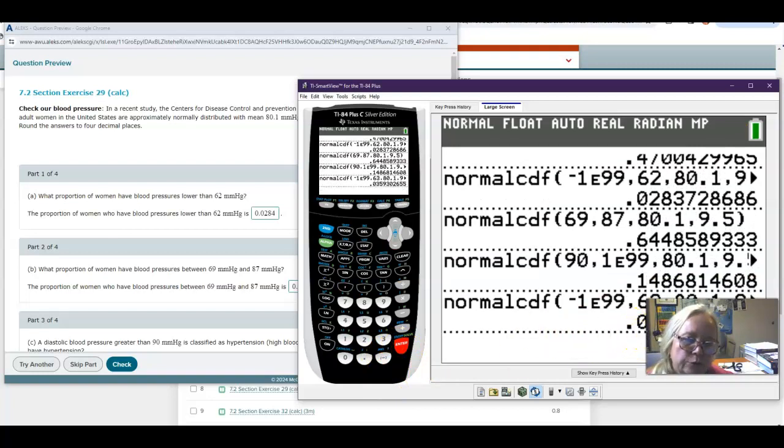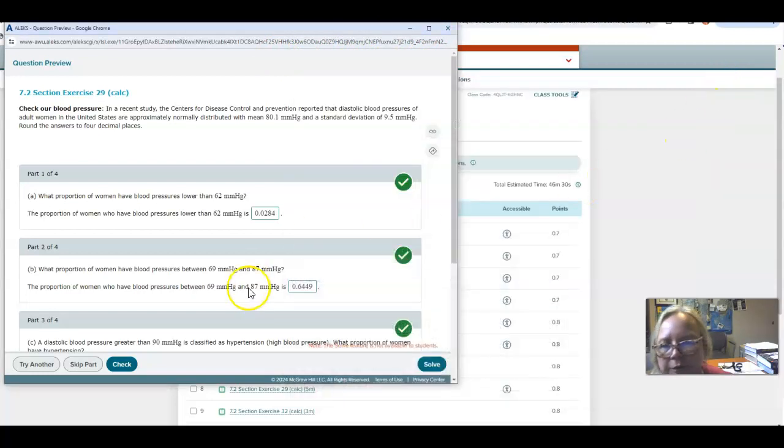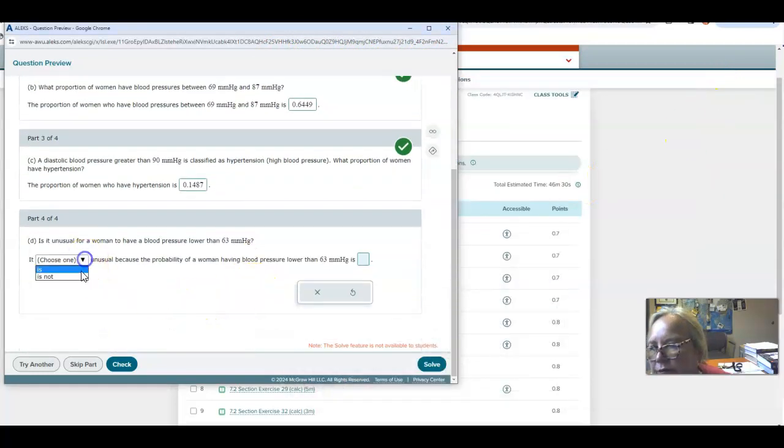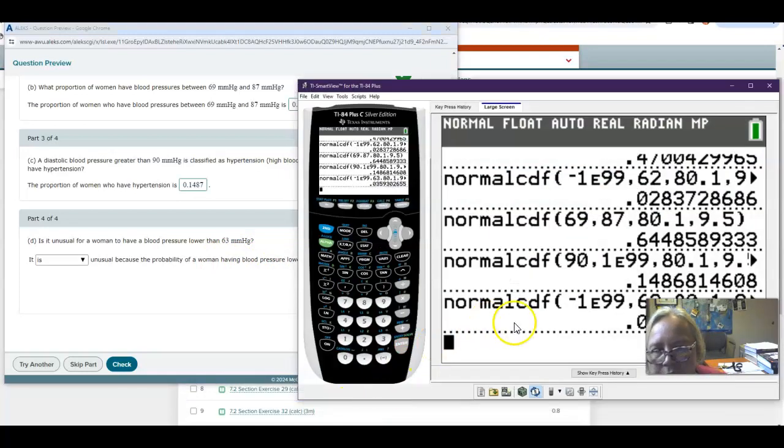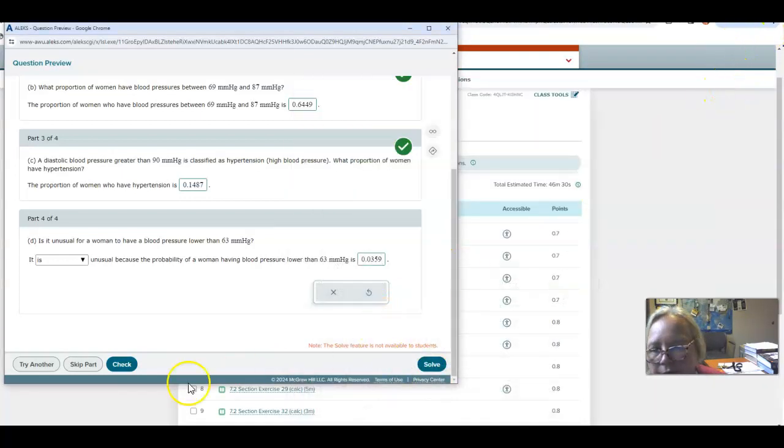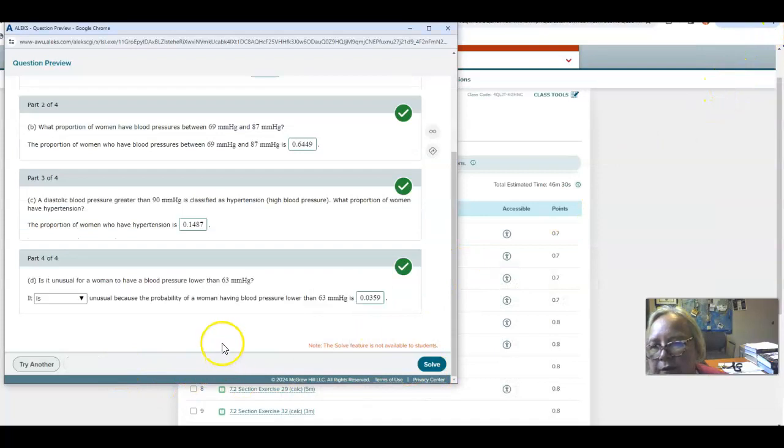It is 0.0359, and it is less than 0.05, so we decide that it will be unusual. So it is unusual because the probability is 0.0359. Let me double check if it's right. Yes, 0.0359, and we check, and the answer is correct.